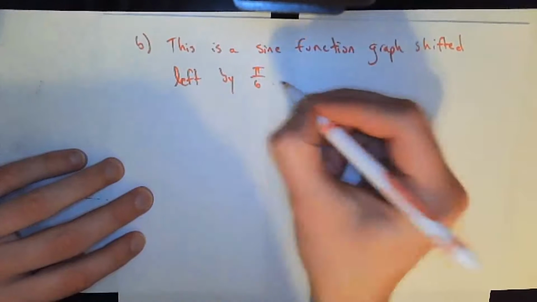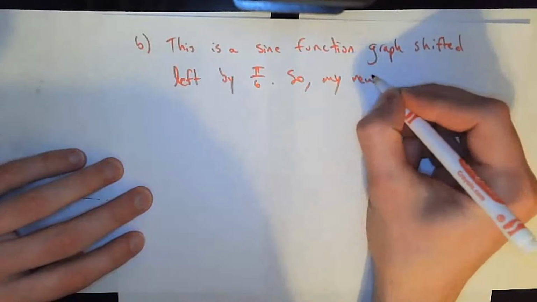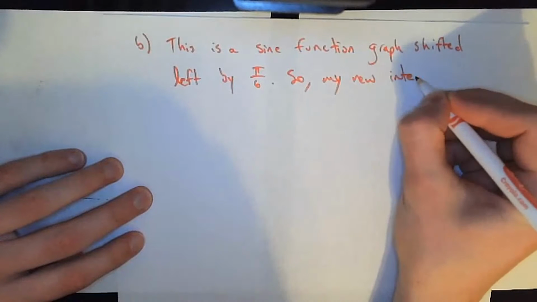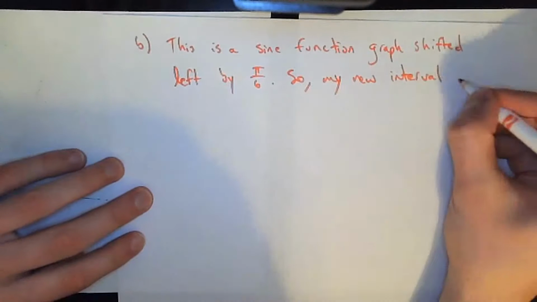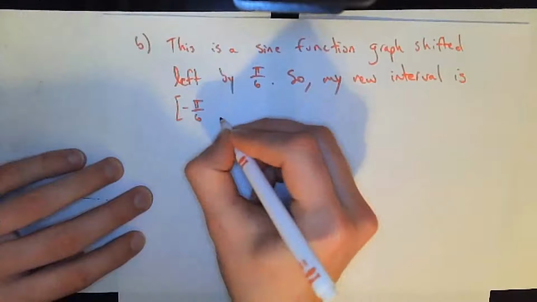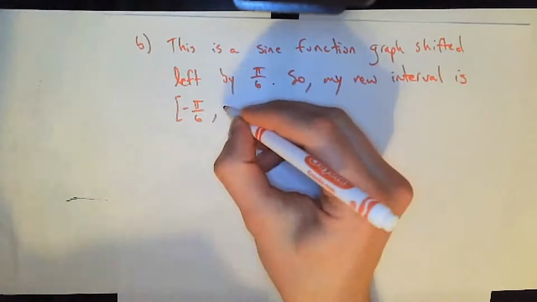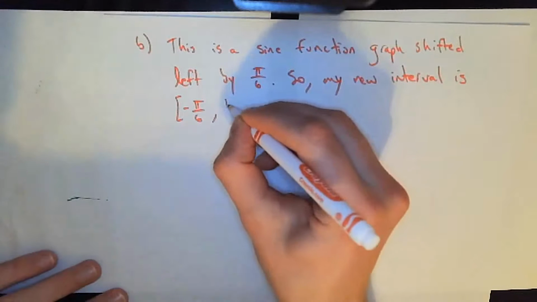All right, cool. So what's my new interval? My new interval is not 0 to 2 pi anymore. It's going to be negative pi on 6 to 11 pi on 6.